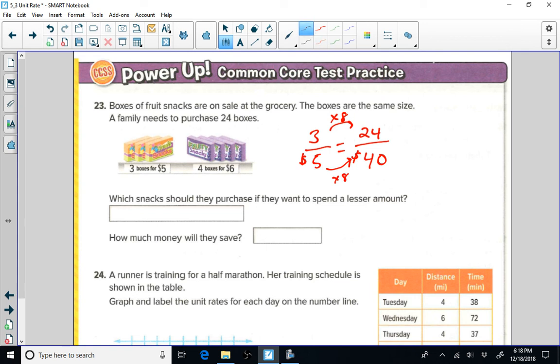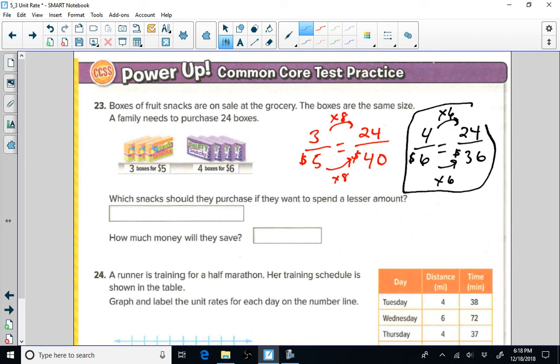If I look at the other box, we have 4 boxes for $6. I need to make an equivalent ratio for 24 boxes. This would be times 6. So this would be times 6. That'd be $36 for 24 boxes. Which one would be less? Right here, it would be less because they would only have to spend $36 instead of $40 for 24 boxes.